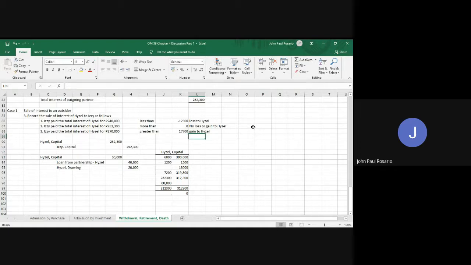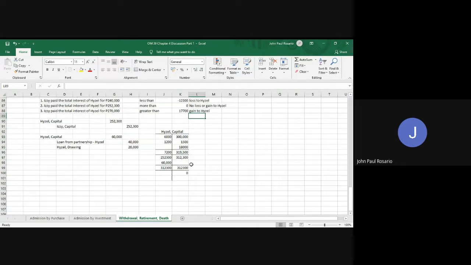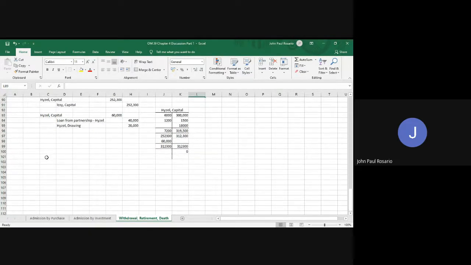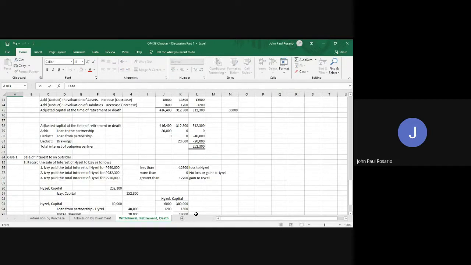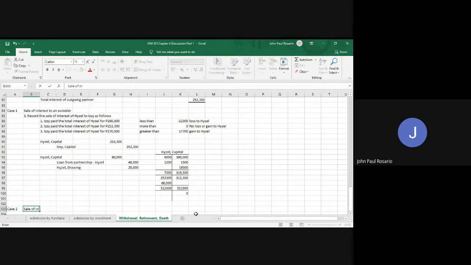Now, second case, what if the interest was sold to the existing partners? Okay, sige. So case 2. Okay, let me see. Okay. So case, it is case 2? Yeah, case 2. Sale of interest to remaining partners.